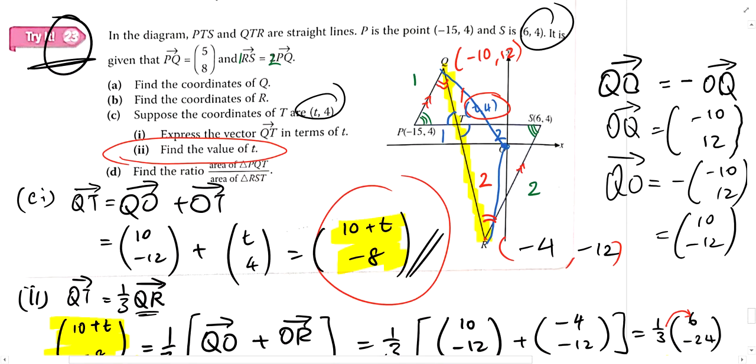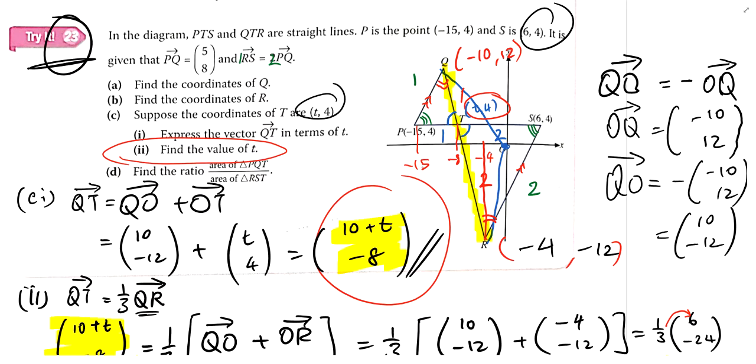Then you look back at your question, does it make sense? Yeah, this is T. If this is negative 8, then this being negative 4, this being negative 15. Yeah, negative 8 is between negative 4 and negative 15. So it makes sense.